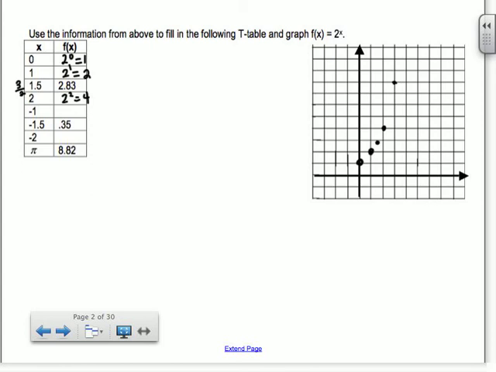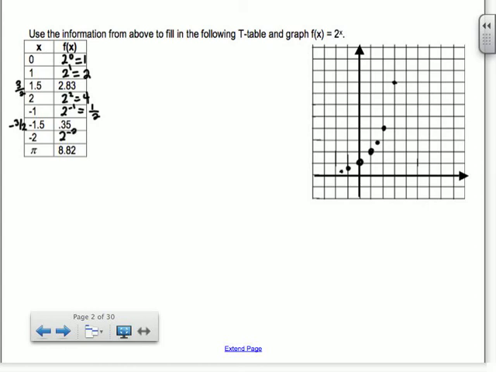All right, but then we have 2 to the negative 1. 2 to the negative 1, what does that mean? Negative 1 means what? 1 is on top, 1 over 2. So I get negative 1, 1/2. Negative 1.5, that was the negative 3 over 2 that we just found. So 2 to the negative 3 over 2 was 0.35. So it's getting closer to the axis.